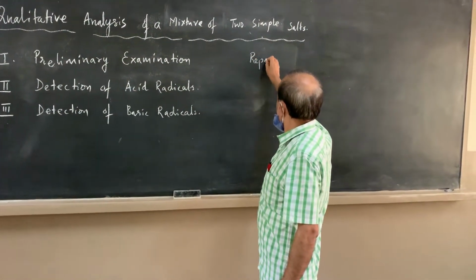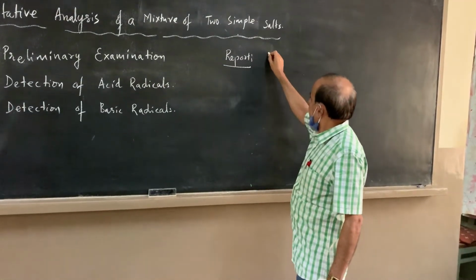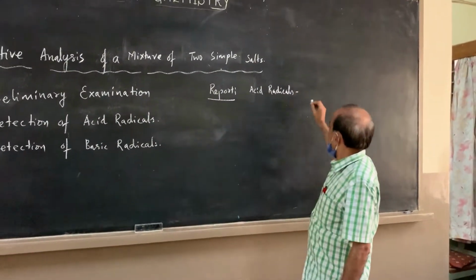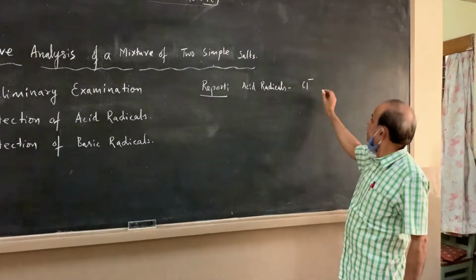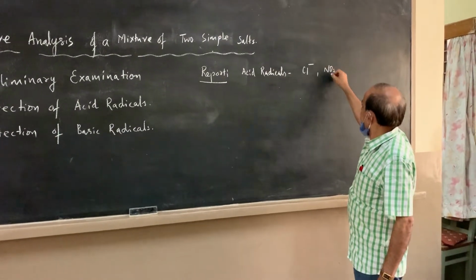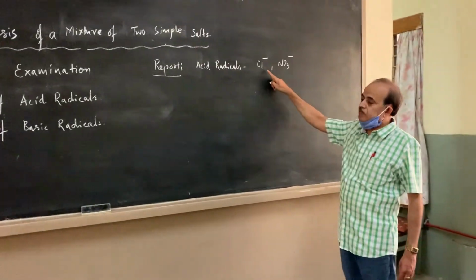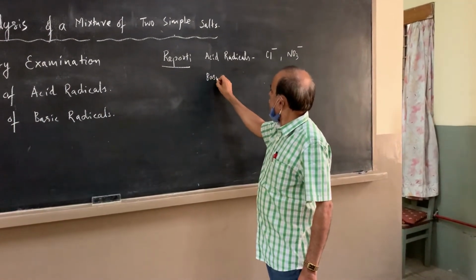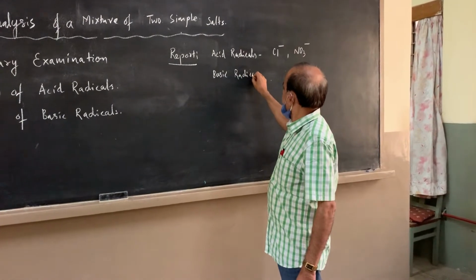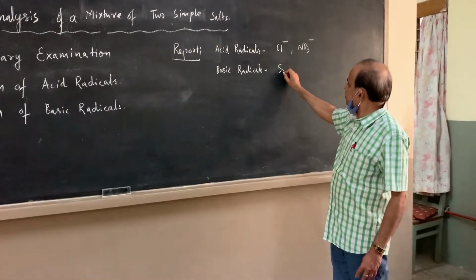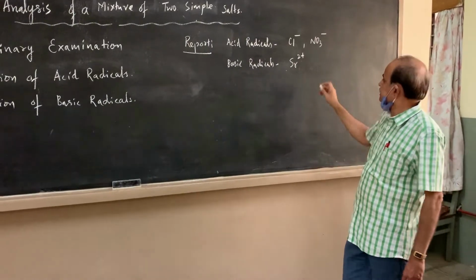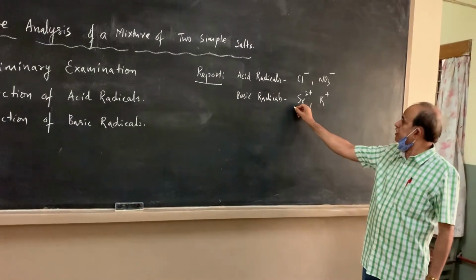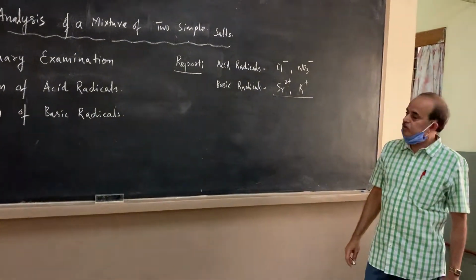This we will say is the report. The acid radicals present in the salt are chloride and nitrate. This is how we write them: Cl minus is chloride and NO3 minus is nitrate. Then the basic radicals present in the salt mixture are strontium, Sr2 plus, and potassium, K plus. So these are the radicals in the salt mixture.